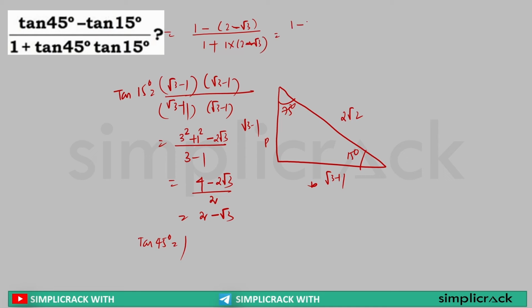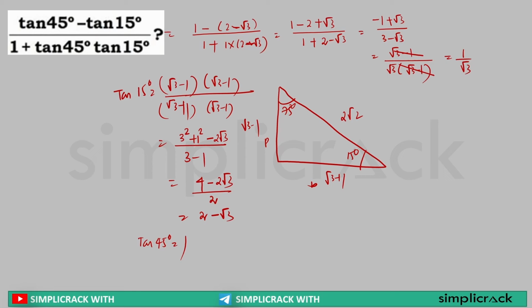So this can be written as (1 minus 2 plus root 3) divided by (1 plus 2 minus root 3). So this can be written as 1 minus 2 is equal to minus 1, plus root 3, divided by 3 minus root 3. Sir, what can I do here? It can be written as (root 3 minus 1) divided by, if I take root 3 common, (root 3 minus 1), my bad. Yes or no? Now root 3 minus 1, root 3 minus 1 crossed out. Answer is 1 by root 3. Yes or no? Yes.